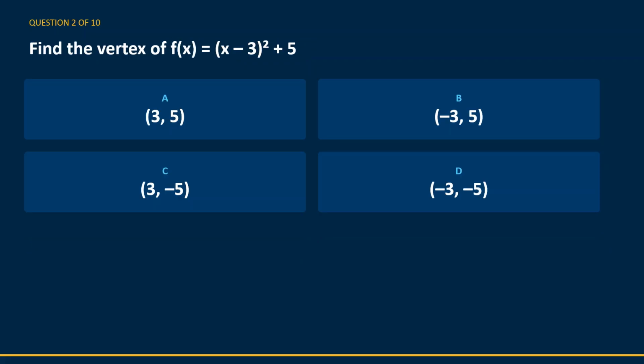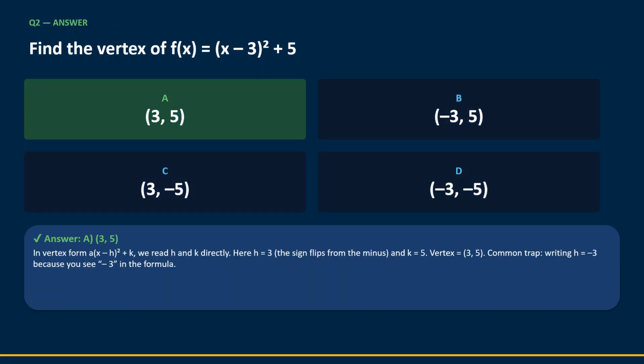Question 2. Find the vertex of f of x equals x minus 3 quantity squared plus 5. Look at the form carefully before answering. The answer is (3, 5). The function is already in vertex form. X minus h means h equals 3, and the plus 5 means k equals 5. A common mistake is to say (negative 3, 5), but remember the formula has x minus h. Since we see x minus 3, h is positive 3.